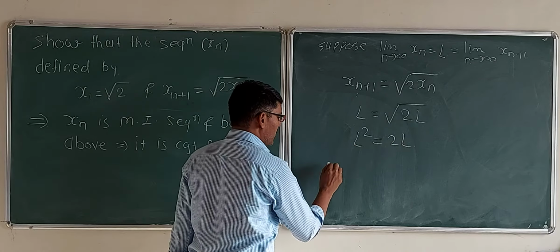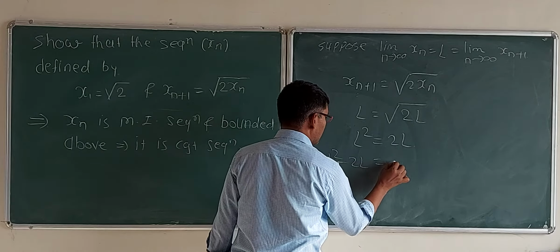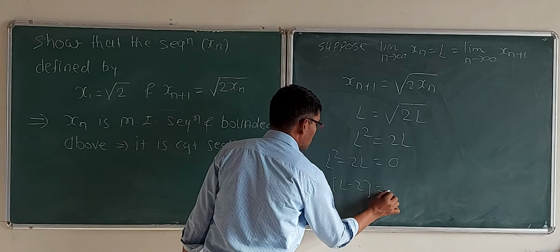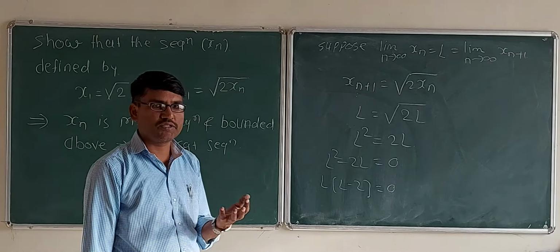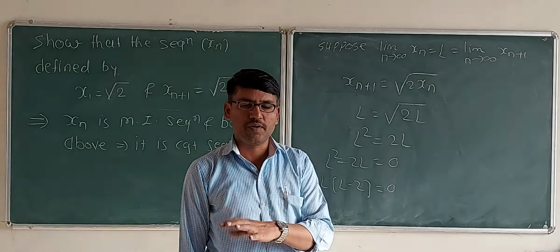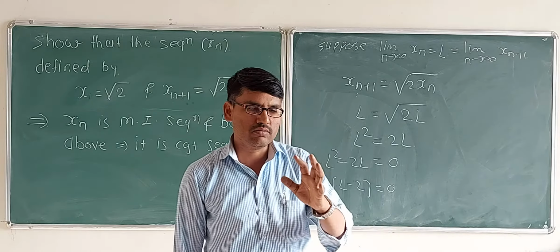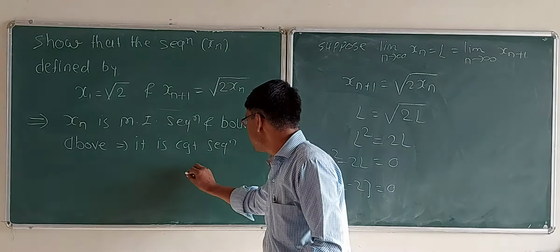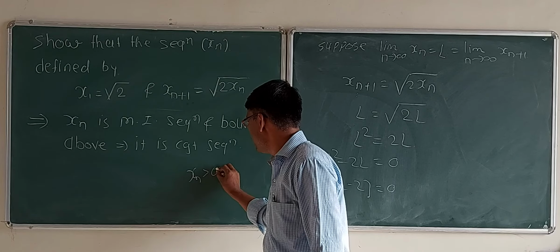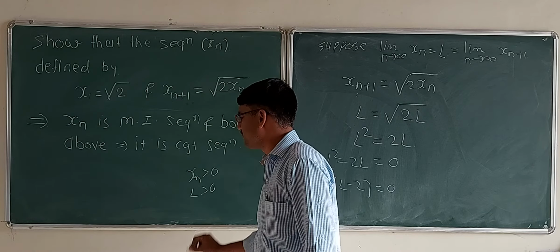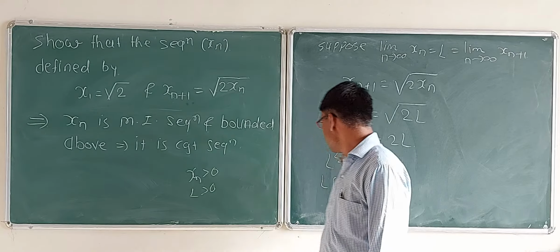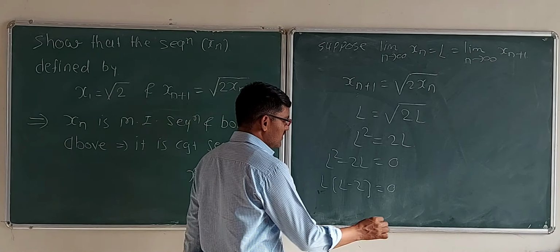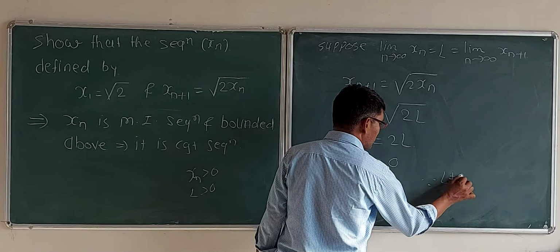Take this twice L to the left hand side: L square minus twice L is equal to 0. But this implies L times L minus 2 is equal to 0. But again, L is never 0. If you see the previous video, you can observe that if xn is greater than 0, then its limit is also greater than 0. So L is never 0.